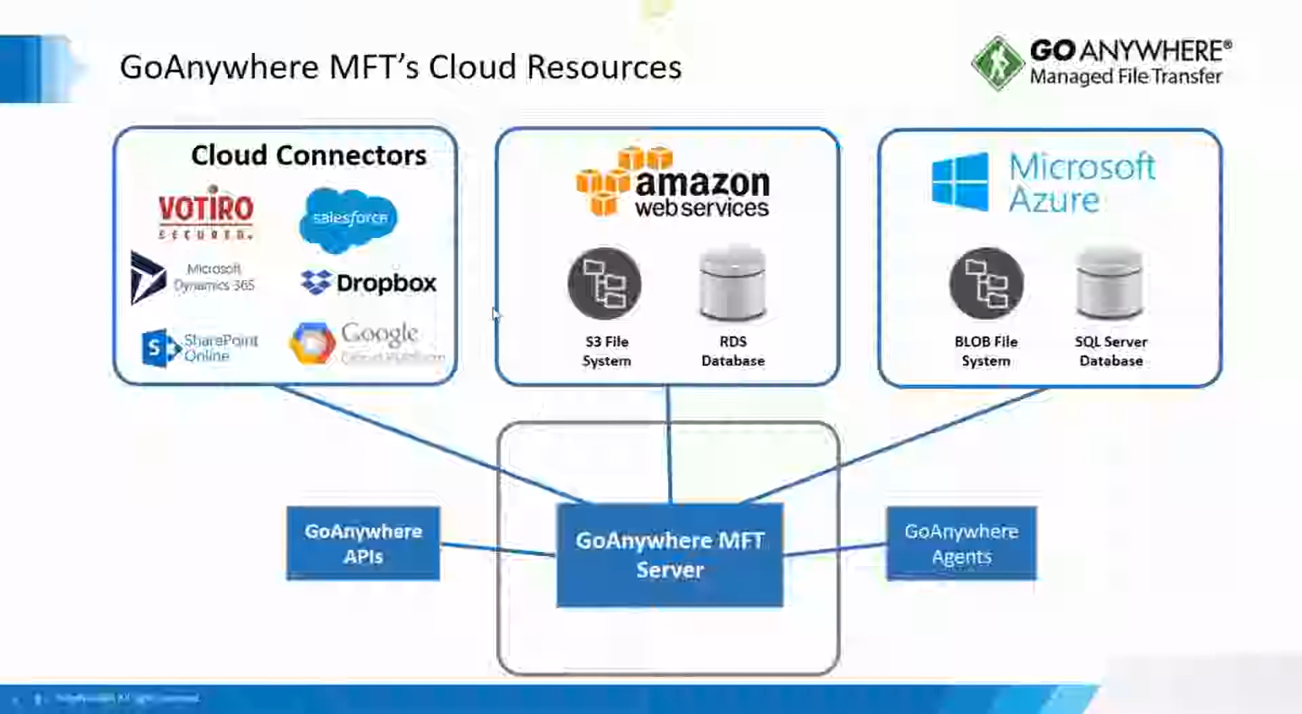So today, if you're looking at GoAnywhere, there's a number of ways that we interact with the cloud. As I mentioned, we already interact with AWS and Azure. You can create resources for things like S3 buckets and blob storage, along with databases like RDS that already exist out in those cloud environments.